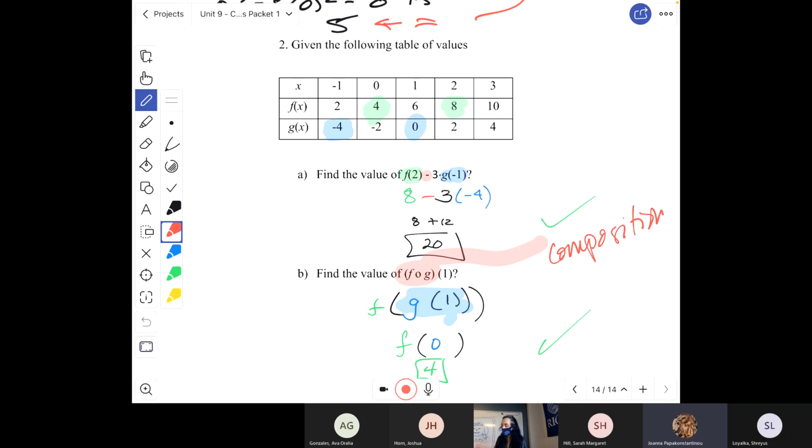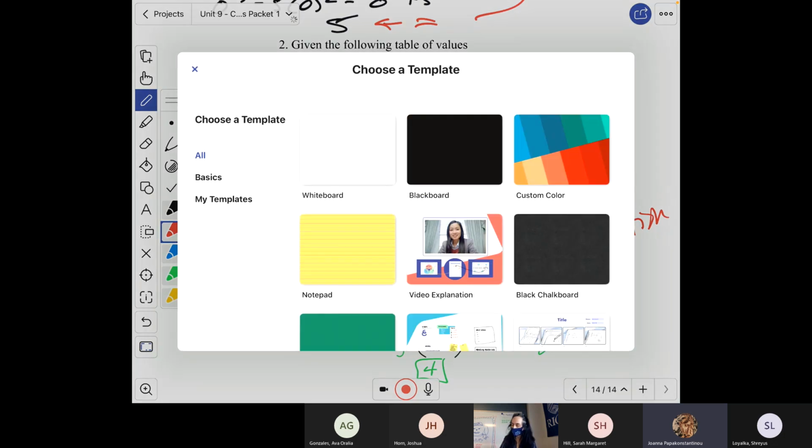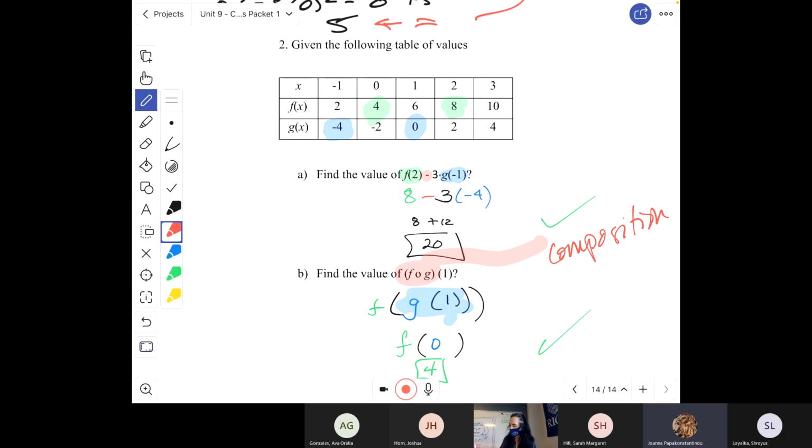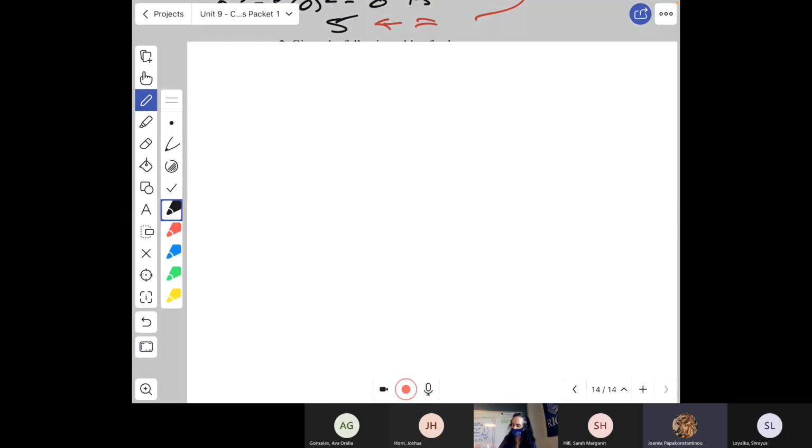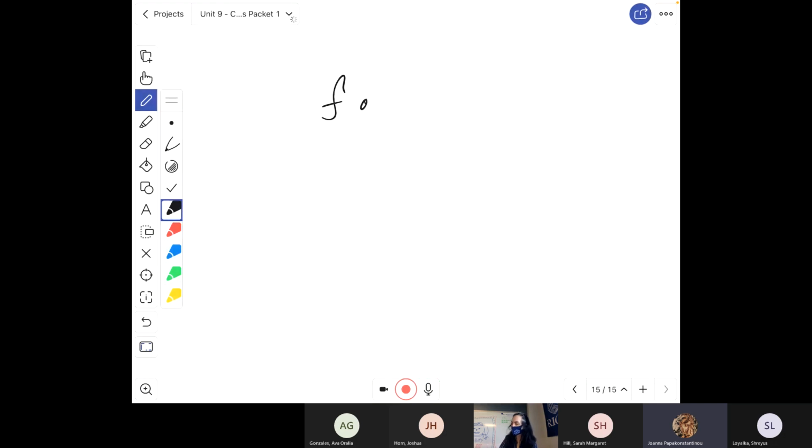So you do have to know that g at 1 is 0, so you just substitute f of g of 1 as f of 0. You do have to know that this notation means composition, and that's the same thing as this. Gotcha. Let me write that down. That's important. It's all over the notes.